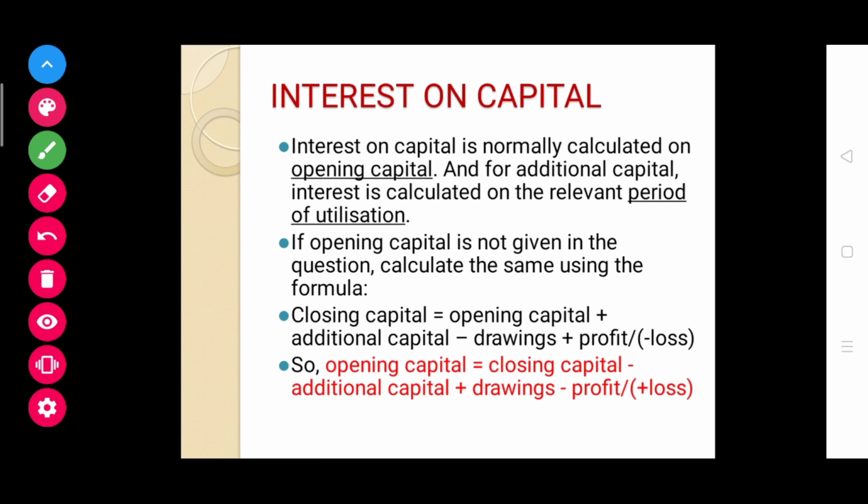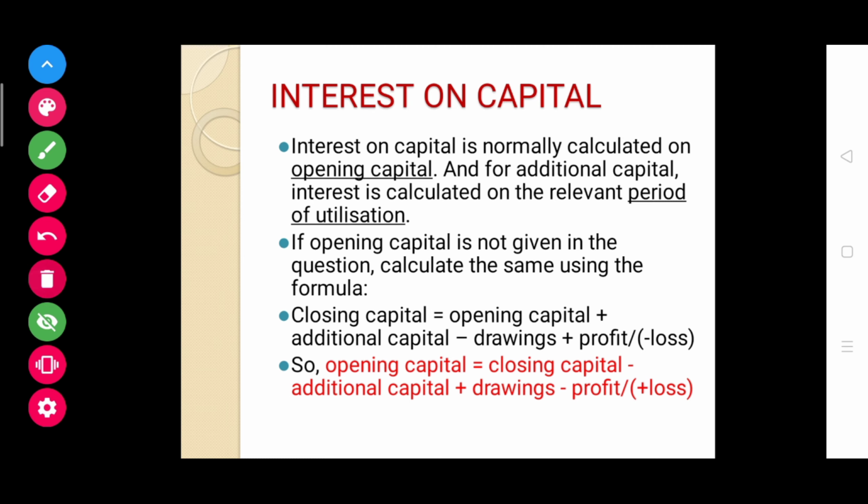So the first thing that you have to keep in mind is that interest on capital is calculated on the opening capital. So if opening capital is given in the question, well and good. But if closing capital is given in the question, you have to first calculate opening capital by applying this formula: closing capital minus additional capital plus drawings minus profits or plus losses.